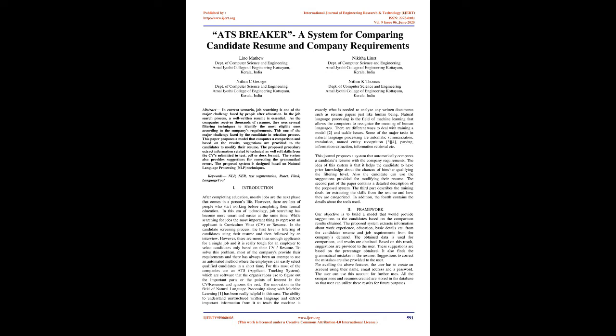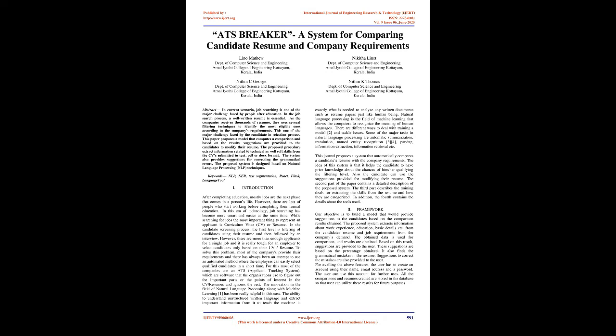Natural language processing is the field of machine learning that allows computers to recognize the meaning of human languages. There are different ways of training a model to tackle issues. Some of the major tasks in natural language processing are automatic summarization, translation, named entity recognition, parsing, information extraction, information retrieval, etc. This journal proposes a system that automatically compares a candidate's resume with the company requirements.